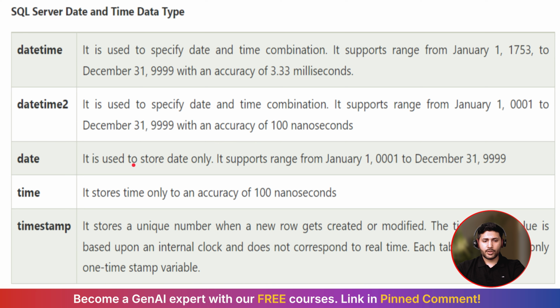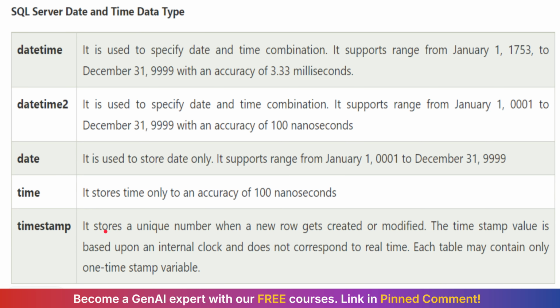Date is used to store date only. It supports from January 1, 0001 to December 31, 9999. Time stores only time with the accuracy of 100 nanoseconds. Timestamp. Now timestamp is a little different. It doesn't work on the normal clock or the watch that you follow. It works on the computer's clock. Computer has its own timestamp that it stores, and it is used for the file storage also.